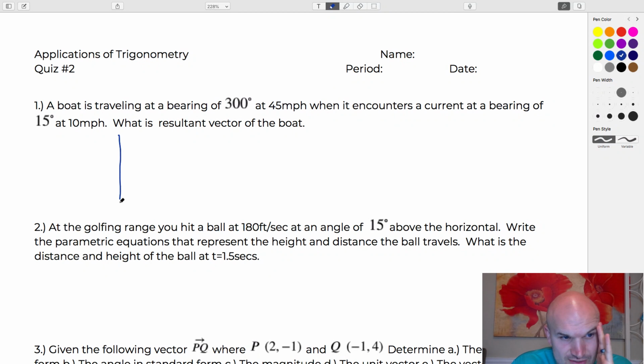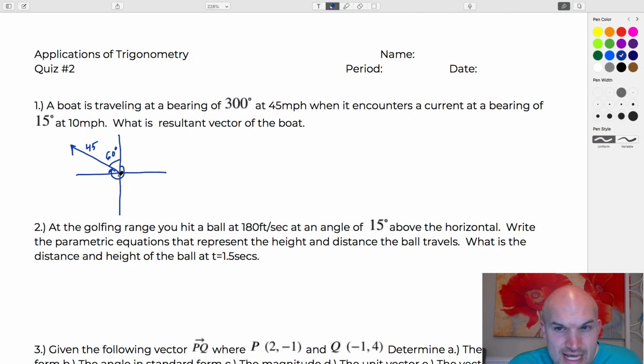So let's draw this vector here. We have a vector at 300. We know 300 is going to be 60 away from there. So basically there's your vector at 300. We know that angle is basically 60 degrees, and it has a magnitude of 45, okay, 45 miles per hour.